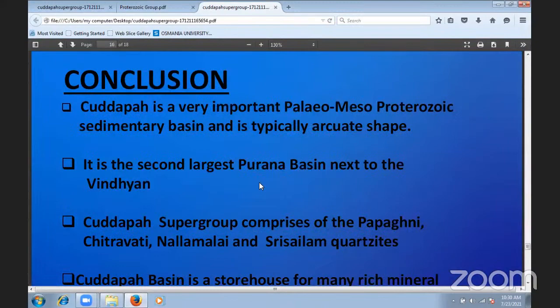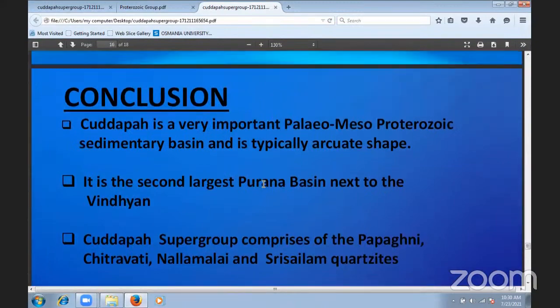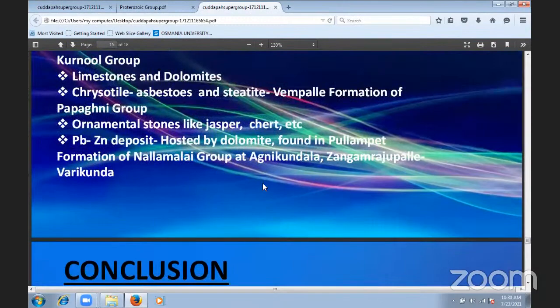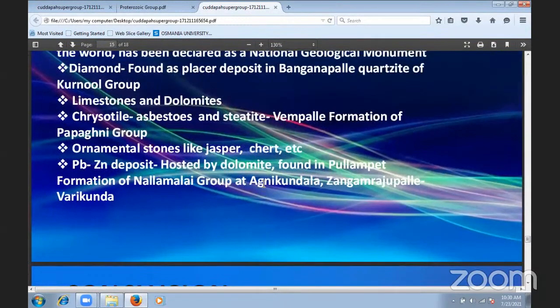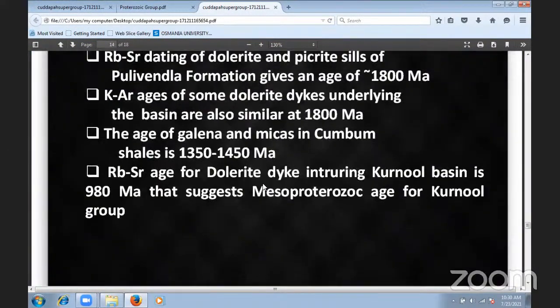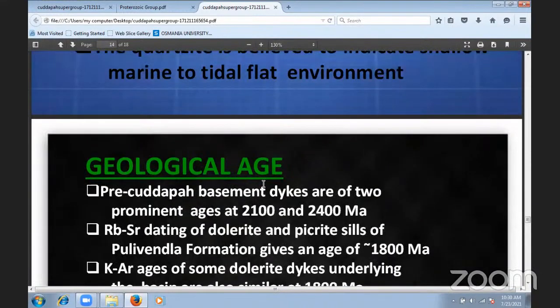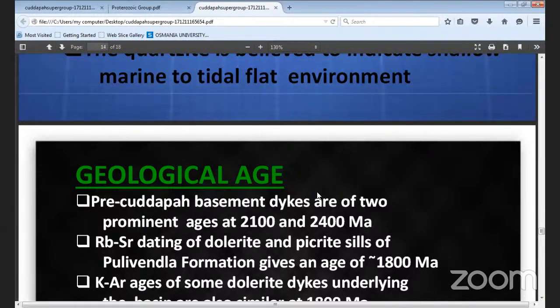And next we go into the Kurnool group. And also we have some equivalents of Cuddapah, and that we will also discuss. Please wait. Where is it?